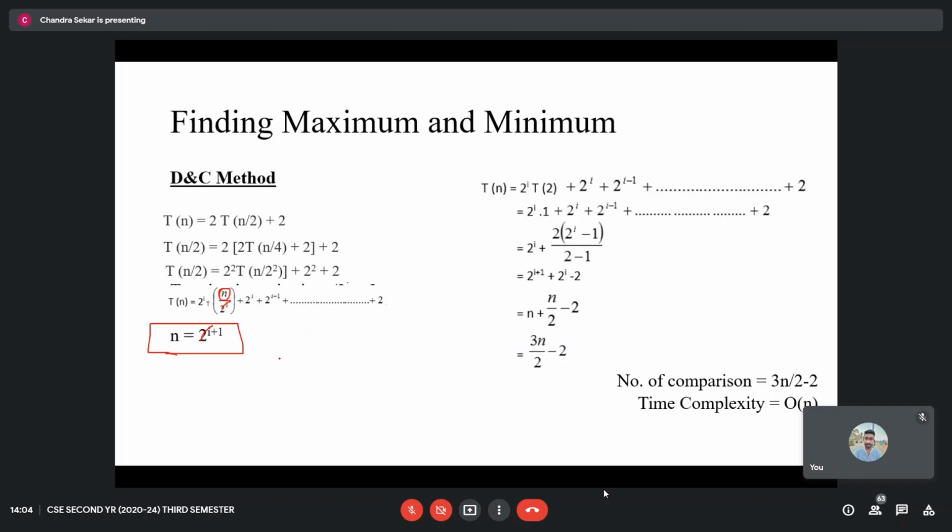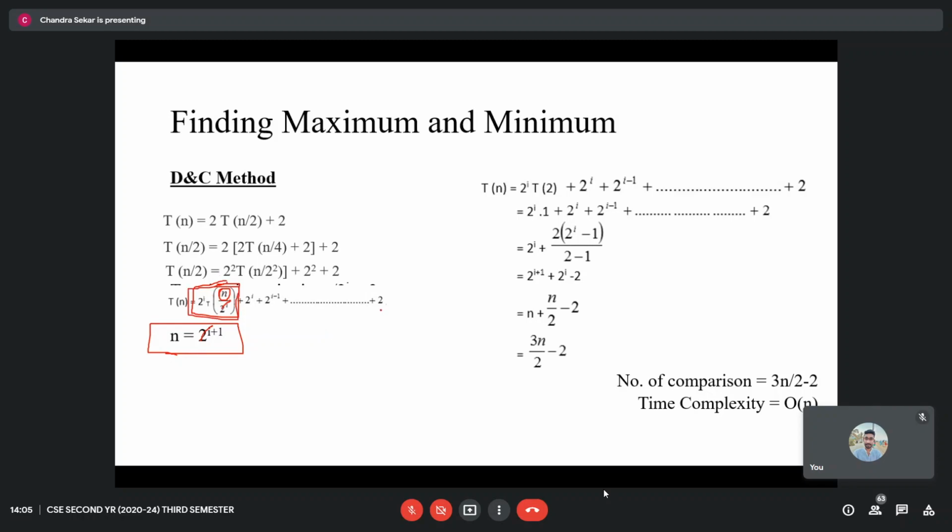So t of 2 is a constant, that is a constant time. So t of 2 is equal to 1. Time complexity of a constant is equal to 1. So this will finally reduce to 2 power I. So if we substitute n equal to 2 power I plus 1, this term will reduce to 2 power I.